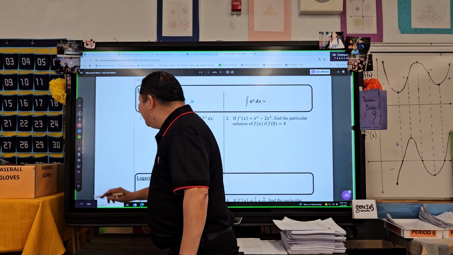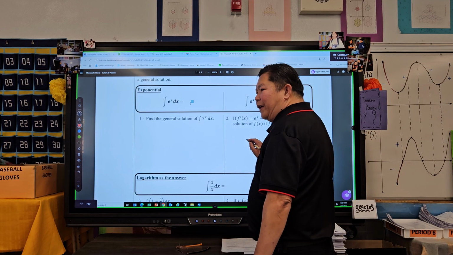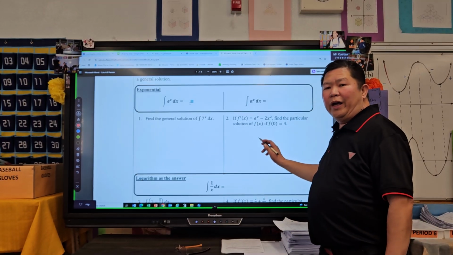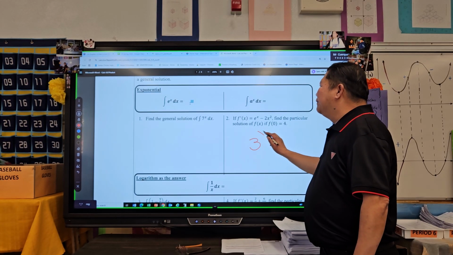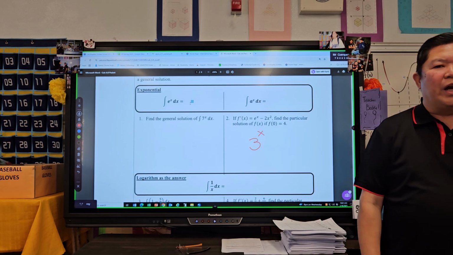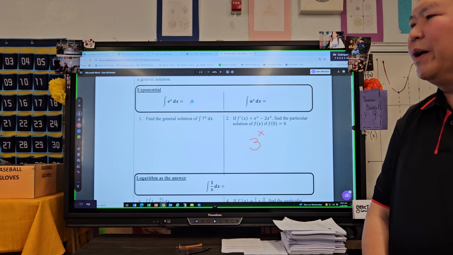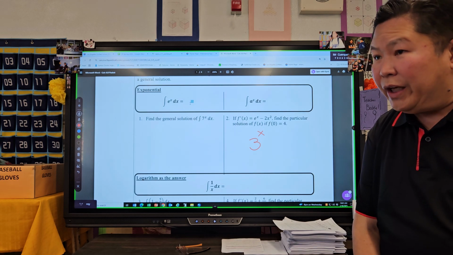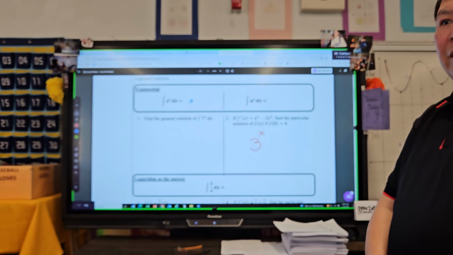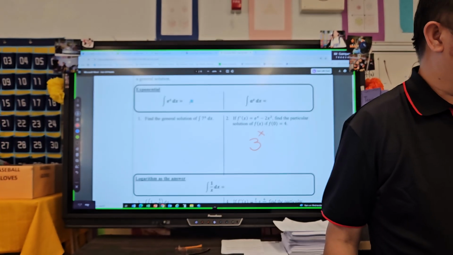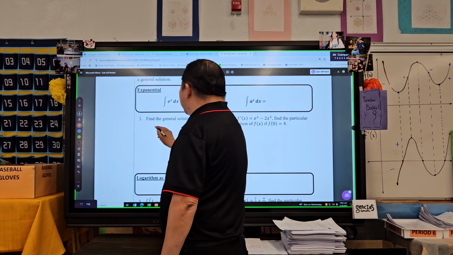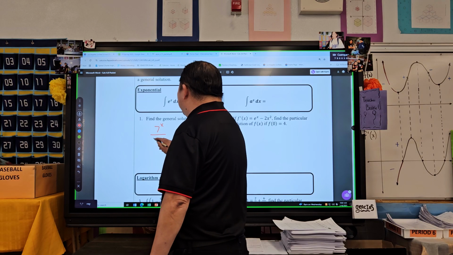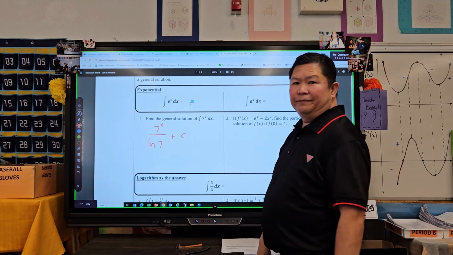I'll give you one more example. If I give you this one, can you give me the answer right away? I need you to do it quick. How about this one? Find the general solution. What is your answer? 3 to the power of x over ln 3 plus c. Okay, guys? So, again, this is 7 to the power of x over ln 7 plus the constant.